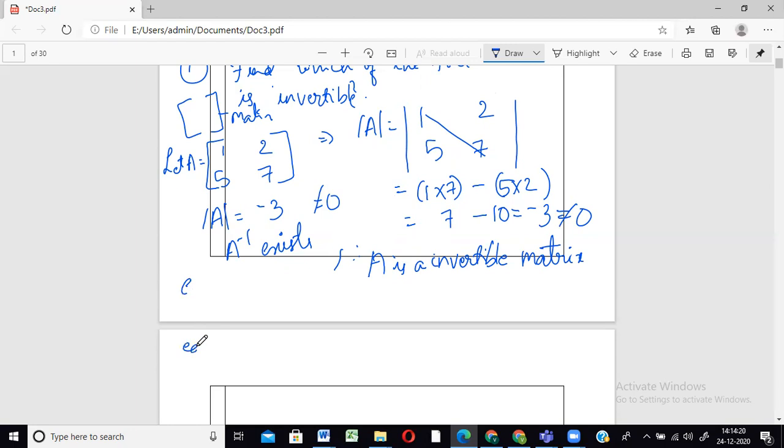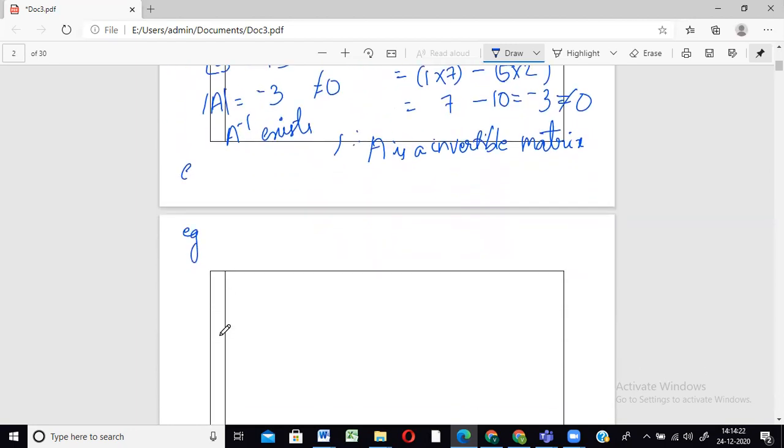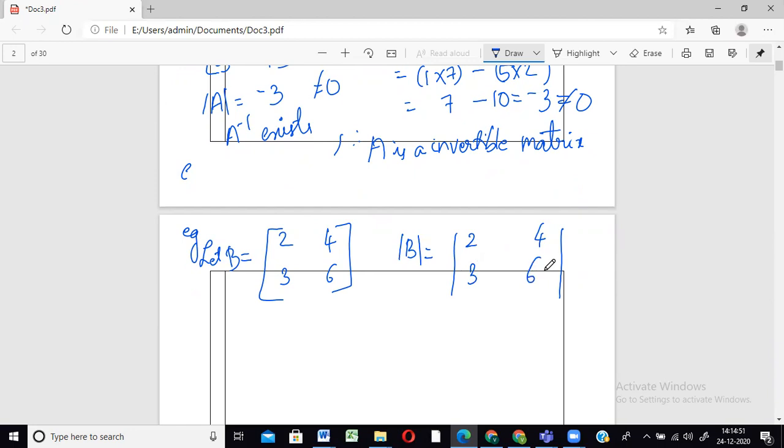Suppose we have this example: 2, 3, 4 and 6. Let's name this B. What are we going to do? The same question. You're going to check whether the matrix is invertible or not. So first we'll find out its determinant value: 2, 4, 3, 6.